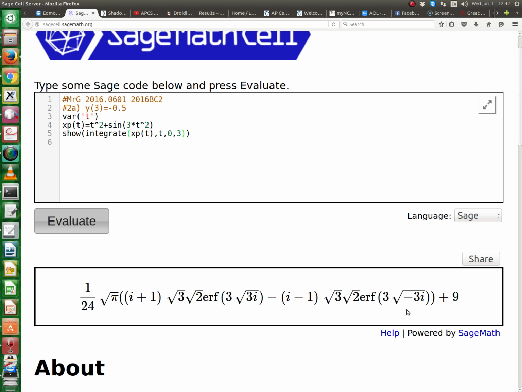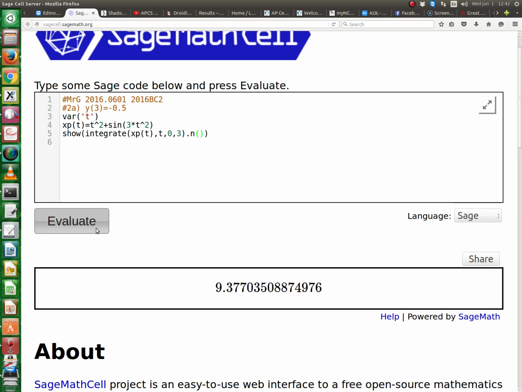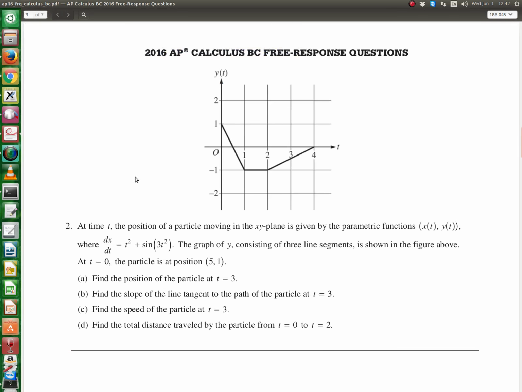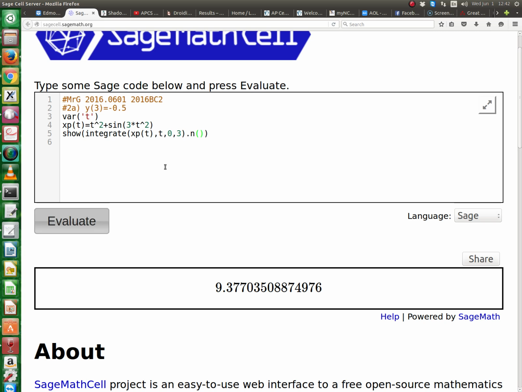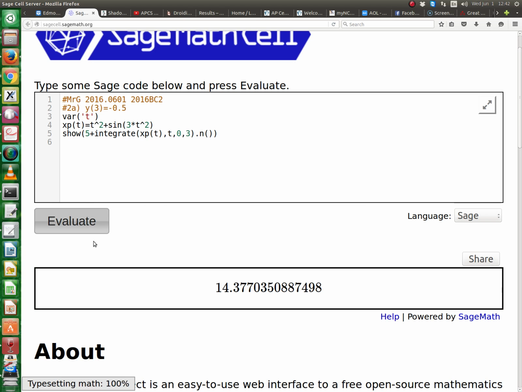And it's some god-awful number involving erf and i and so forth. What if we want to do just a decimal? The .n function, numerical function. And there you go. But don't forget, that's the integral. Now the integral is x of 3 minus x of 0. To get x of 3, we have to add on x of 0. X of 0 is given. It's 5. So let's add 5 to that. And so our answer for x of 3 is going to be about 14.377.